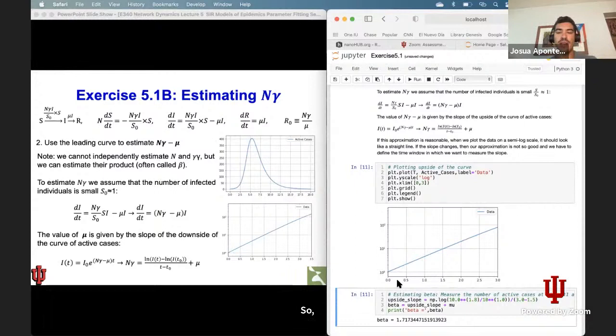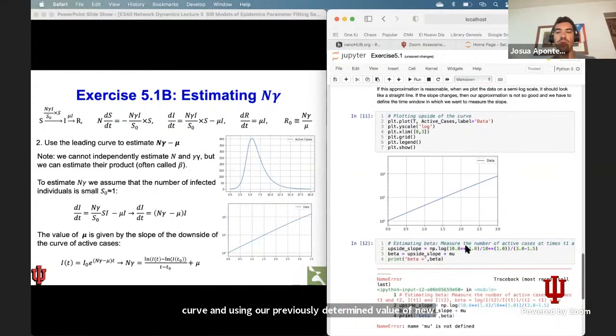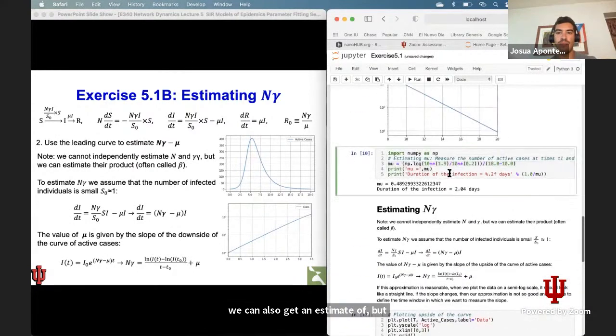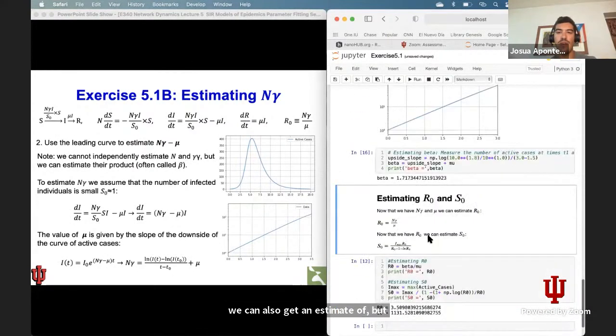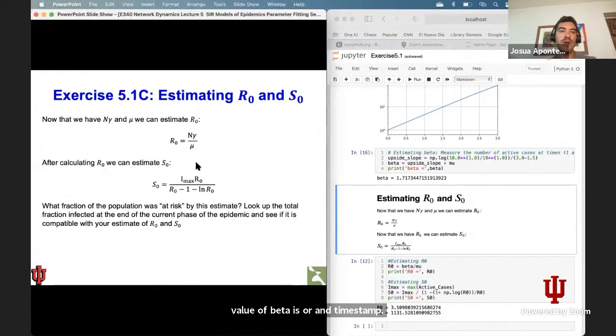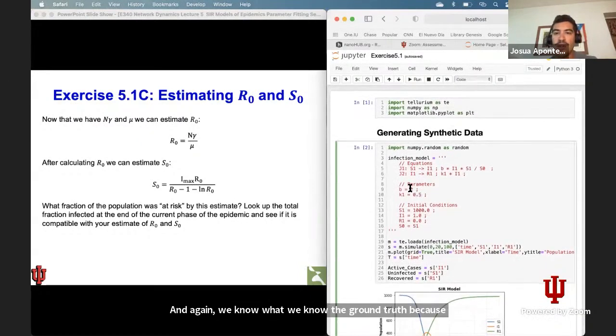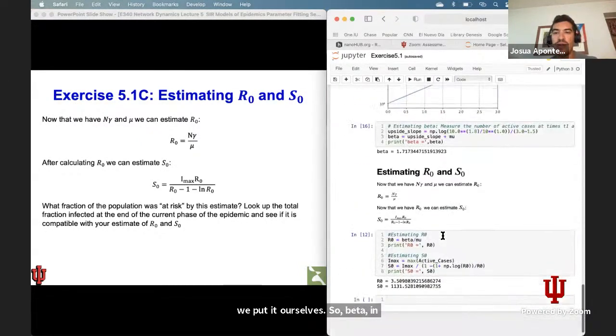So now that we've looked at the leading part of the curve and using our previously determined value of mu, we can also get an estimate of the value of beta, or n times gamma. Once we know n times gamma, we can use this information to estimate beta. And again, we know the ground truth because we put it ourselves. So beta in the ground truth is 2.